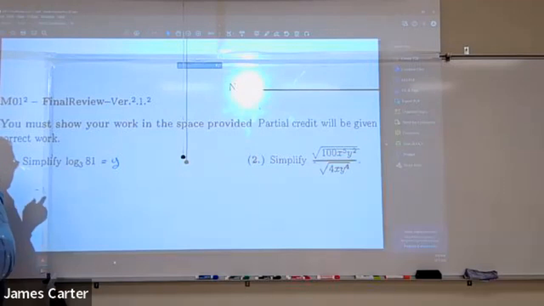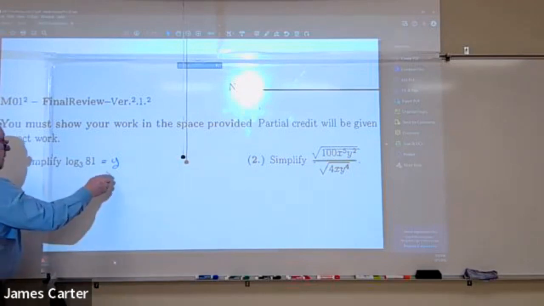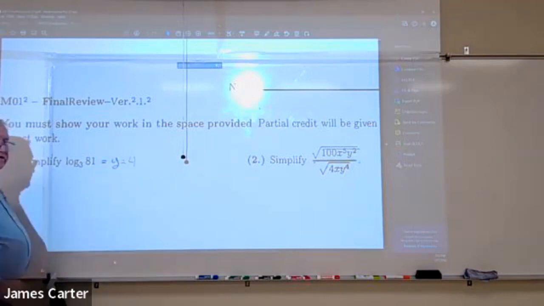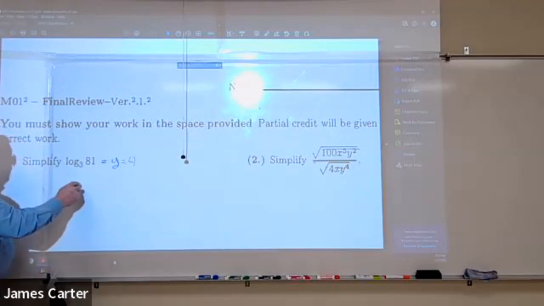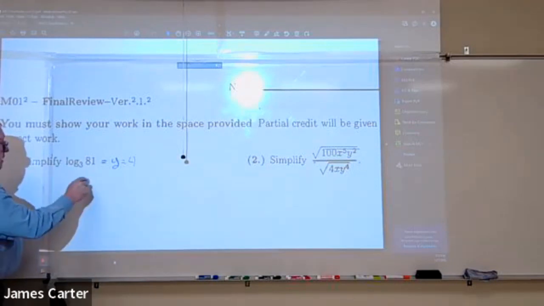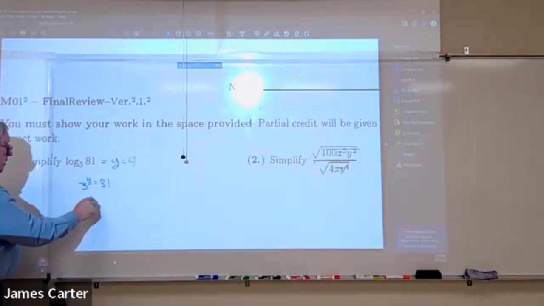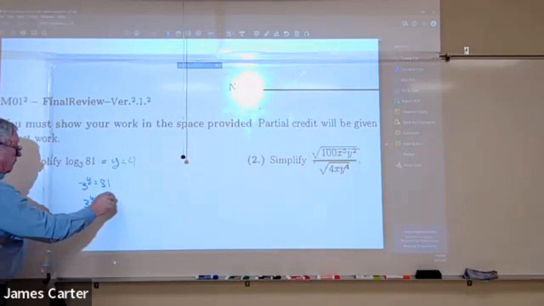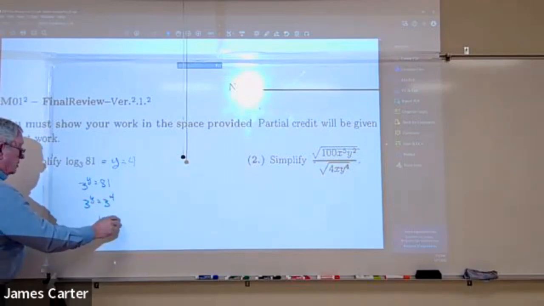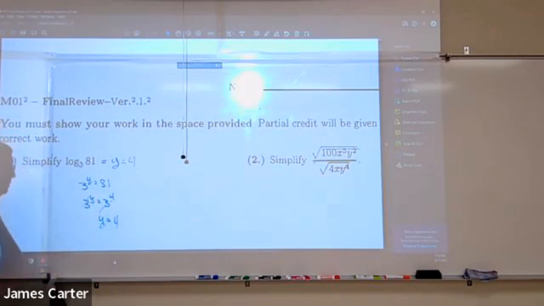Well, 3 to the first is 3, to the second is 9, to the third is 27, to the fourth is 81. So by that criteria, it equals 4. Otherwise, you can convert this to exponential: 3 to the y equals 81. Well, 3 to the y equals 3 to the fourth, so y equals 4. So that's 2 different ways of working this problem.